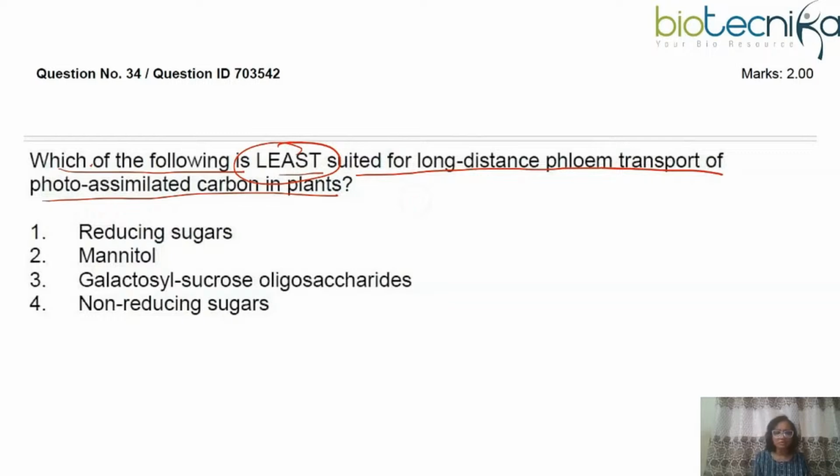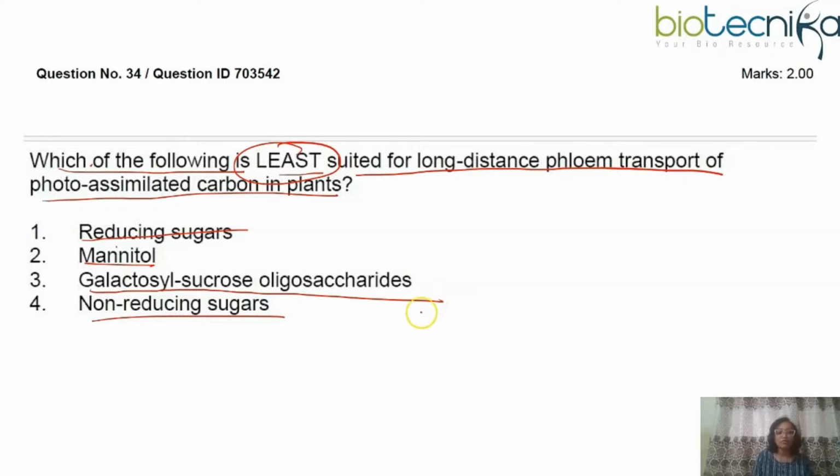In very simple terms, the question is asking which of the following is not suited to be transported in the phloem as food. The options are reducing sugars, mannitol, galactosyl sucrose oligosaccharides, non-reducing sugars. Now, again, if you know the concept, you will easily get the answer: in plants, the form of sugar that is transported is not glucose. Okay, glucose is not the form that is transported.